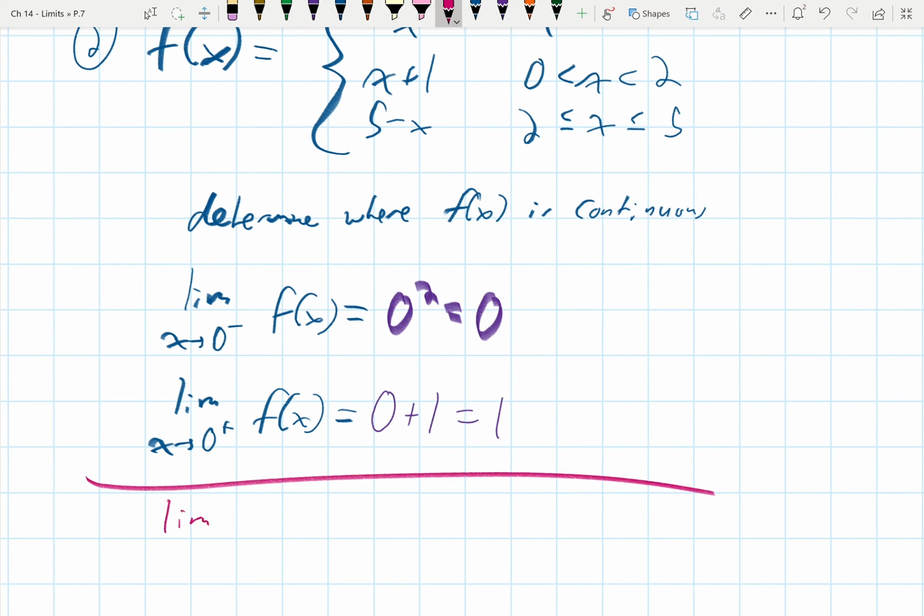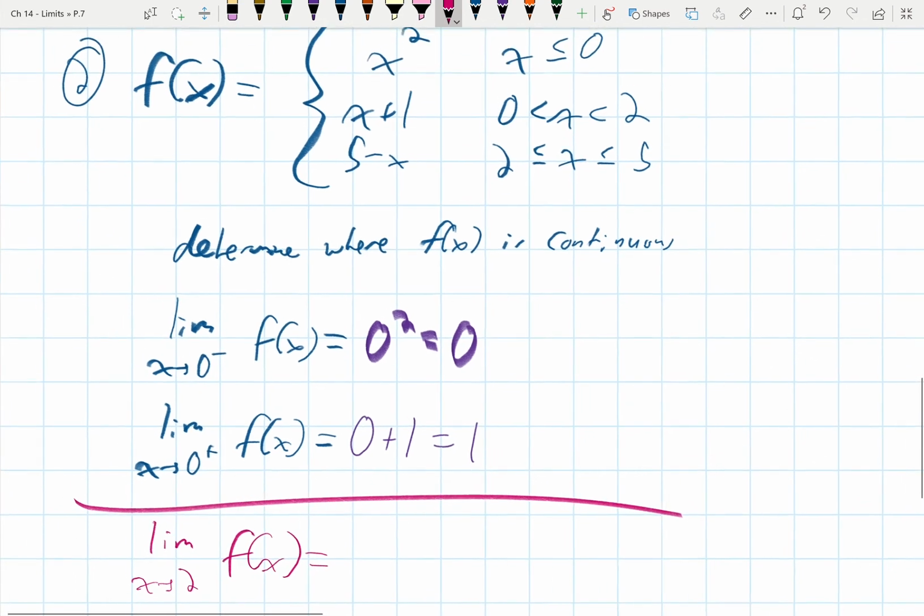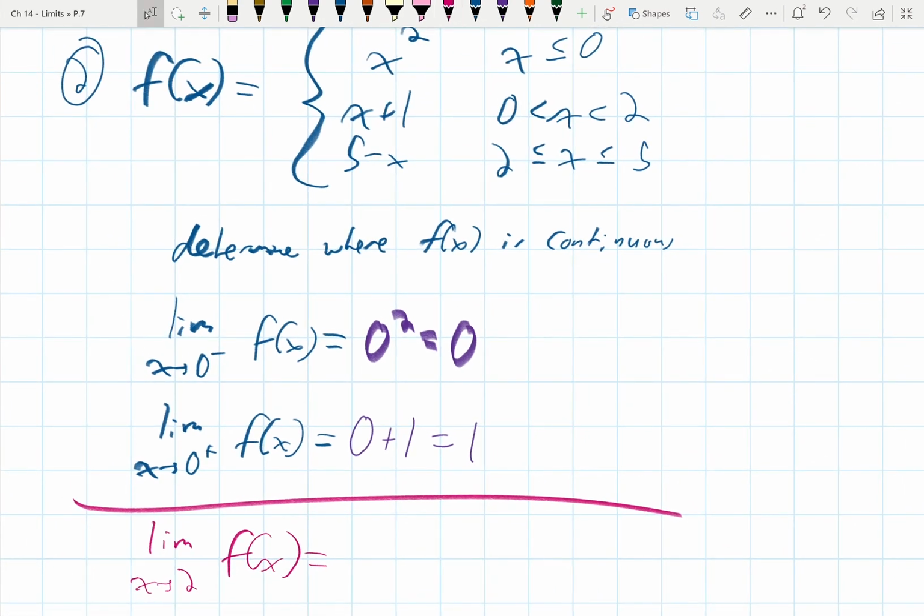Let's look at 2. Is the limit as x approaches 2 of f of x the same from the left and from the right? Yeah. 2 plus 1 is the same as 5 minus 2, which is the same as 3. The limit's the same for both of them.